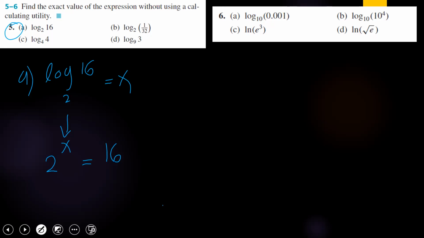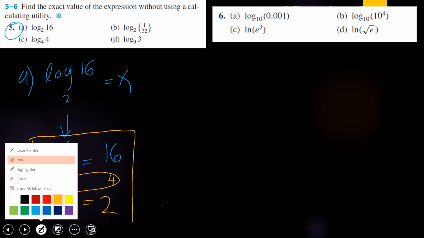So here, think about it like 2 to the power x is 16. Now then, how can I rewrite 16 as 2 to the power what? 2 to the power 2 is 4. 2 to the power 3 is 8. 2 to the power 4 is 16. And here we have it as 2 to the power x. So what is the value of x? It will be 4.